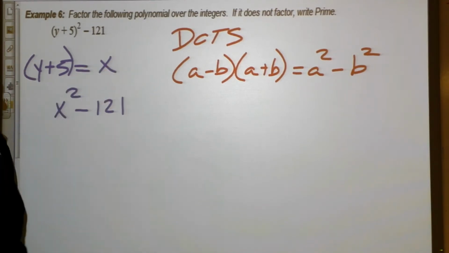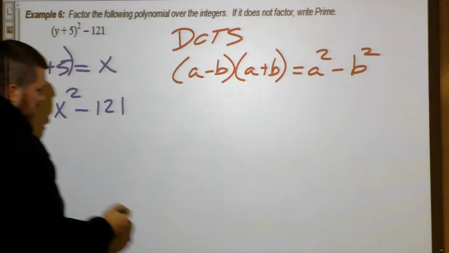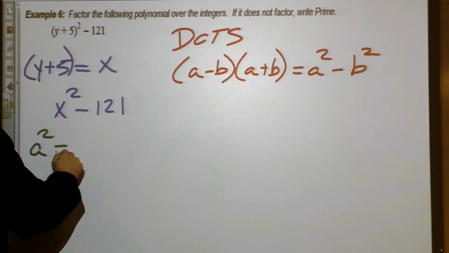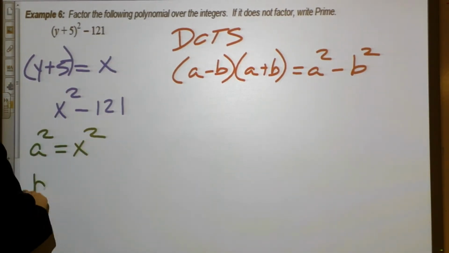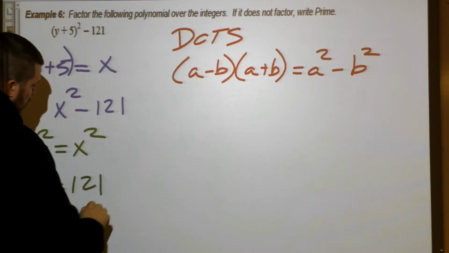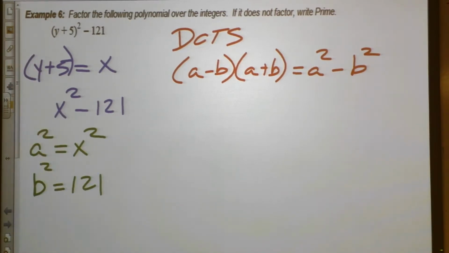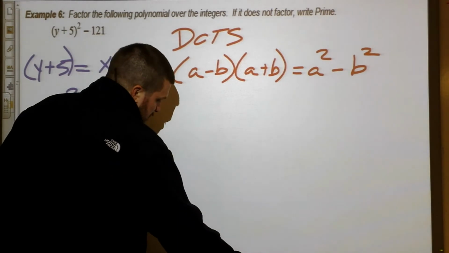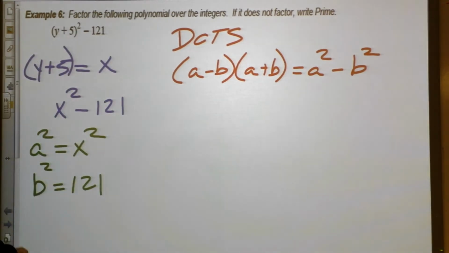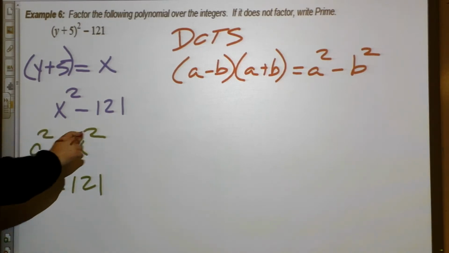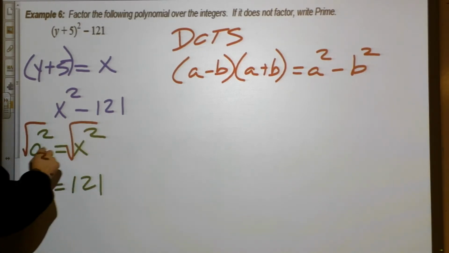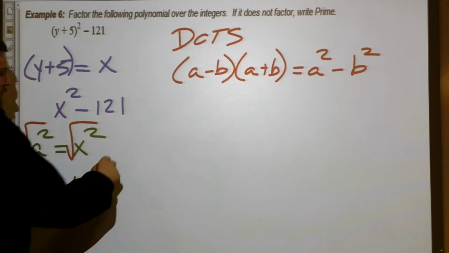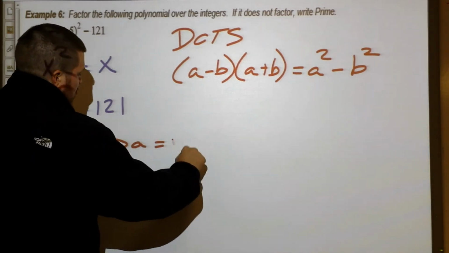So based on our pattern, a squared is equal to x squared and b squared is equal to 121. Again, the minus is not part of it, so don't put negative 121. That's completely horrible. Don't do that. So now what we want to do is to find a and b, we're just going to get rid of the squares by square rooting each side. Square and square root cancel out, so I know that a equals x.